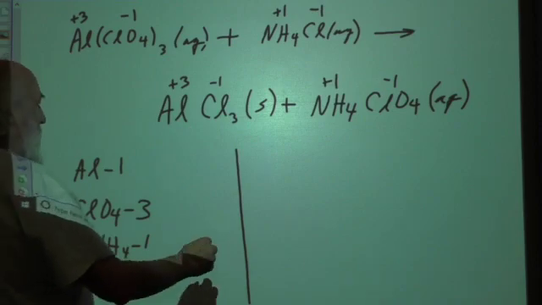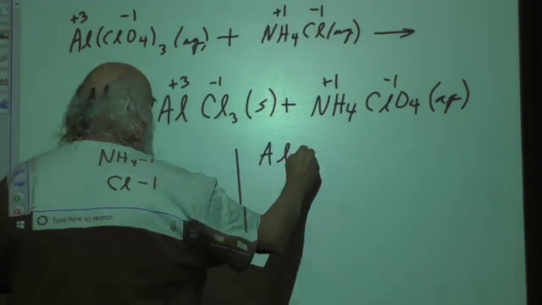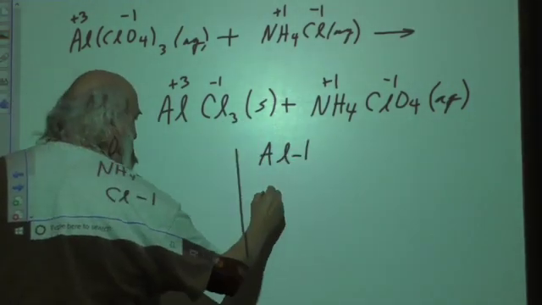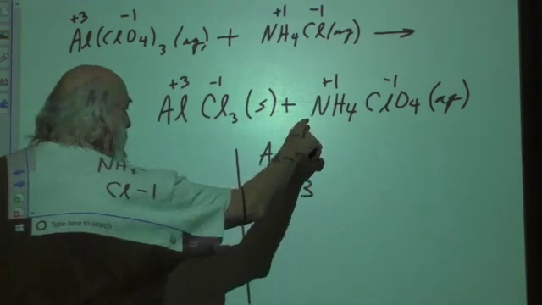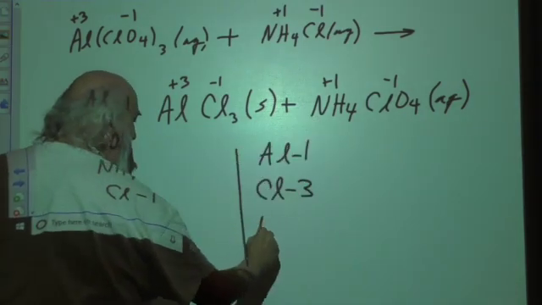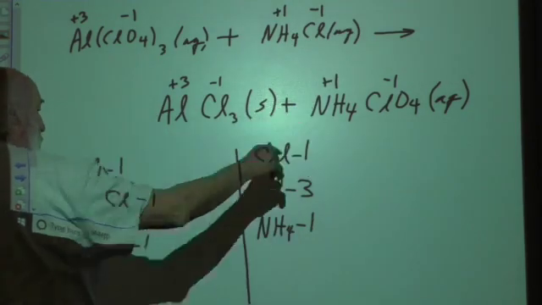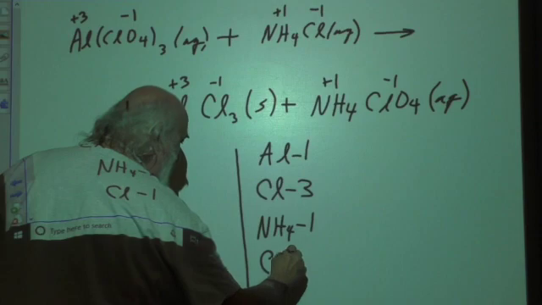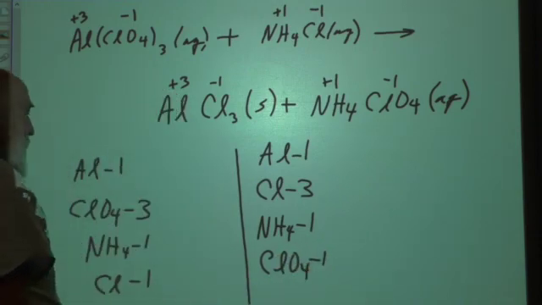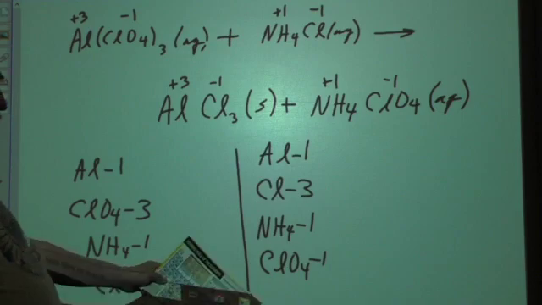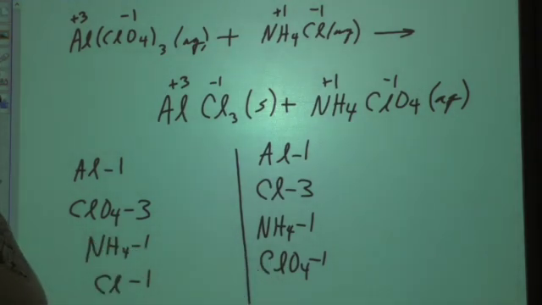Do the same thing on the right side. Al, we have 1. Cl, we got 3. NH4, we have 1 of them. And ClO4, we have 1 of them. Is this balanced? Well, we got 3 Cl's and only 1 over here. We got 3 ClO4s and only 1 over here.